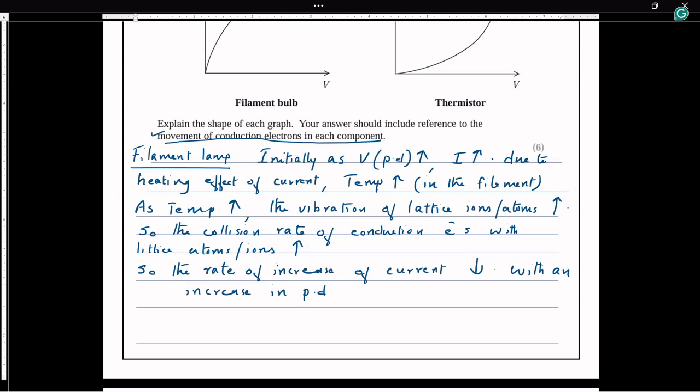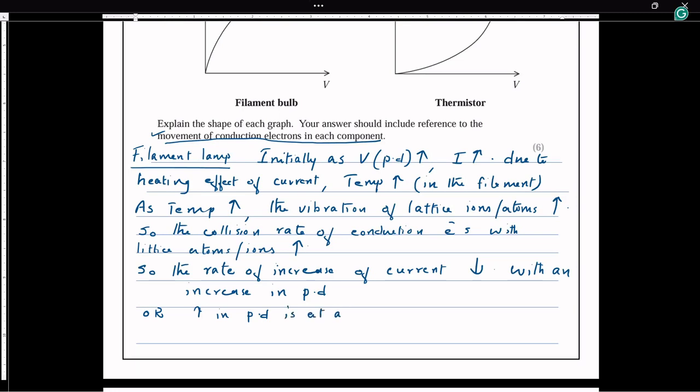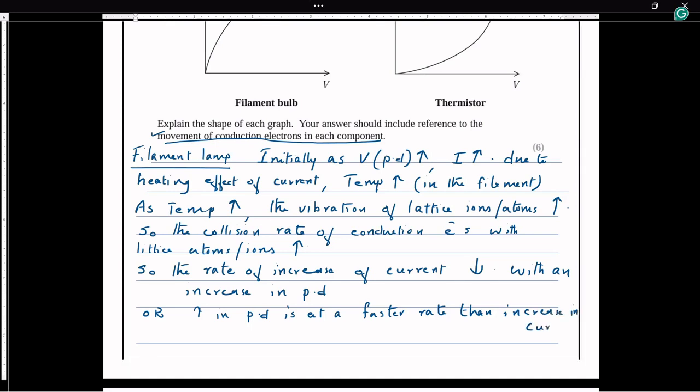the current is increasing, but later on, because of this heating effect and development of temperature and all, the rate of increase of current decreases with an increase in PD, or in another way we can say that the increase in PD is at a greater rate, at a faster rate than the increase in current. This is what we see in the graph.